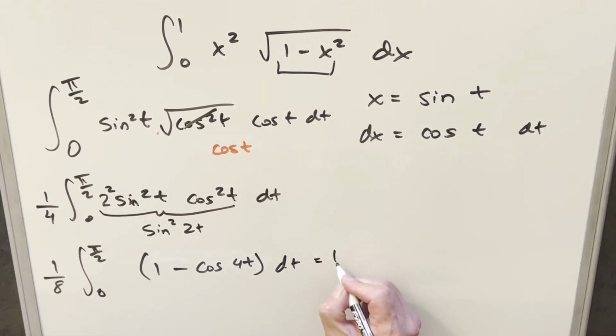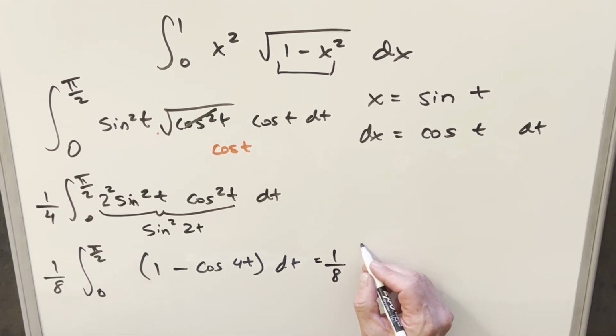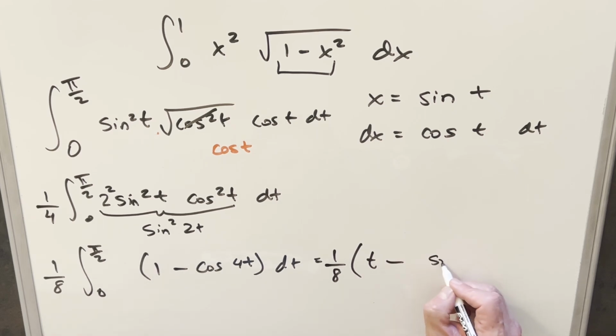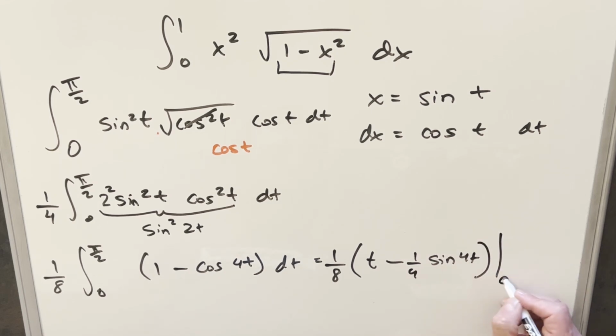Go ahead and integrate. We'll have our 1/8 out front. The integral of 1 is just t. The integral of cosine 4t is sine 4t, and we bring the 4 out in the denominator, so we've got a 1/4. We just need to evaluate from 0 to pi over 2. But just notice when you plug 0 in, sine at 0 is 0 and t at 0 is 0, so we can ignore the 0 part.